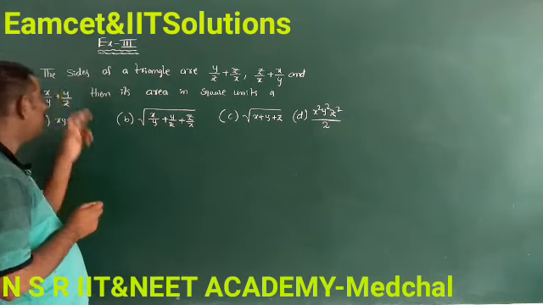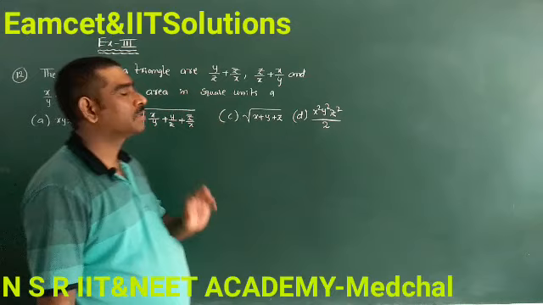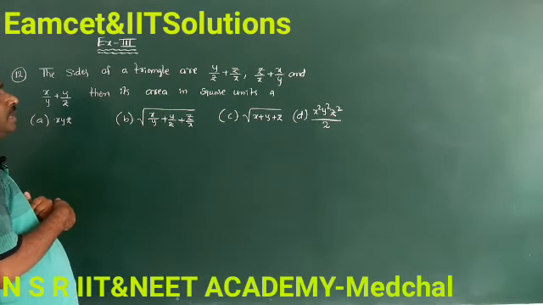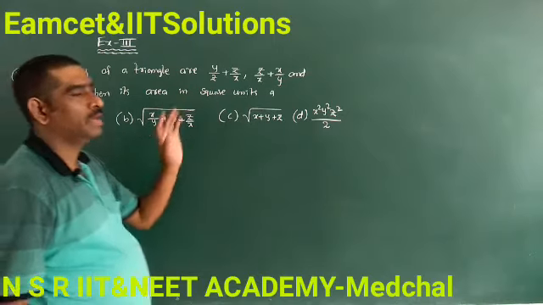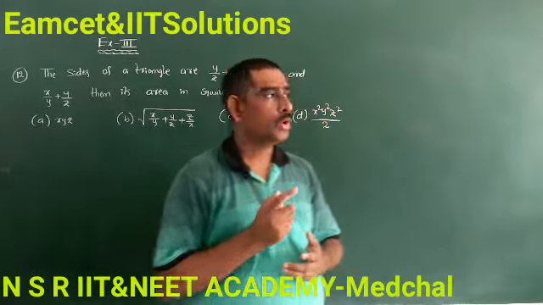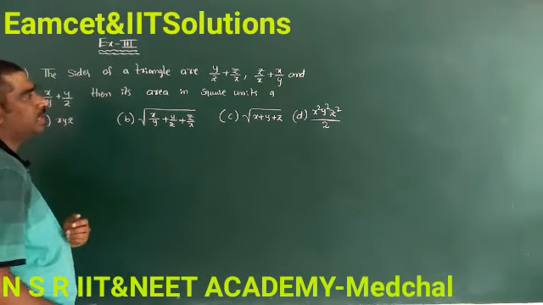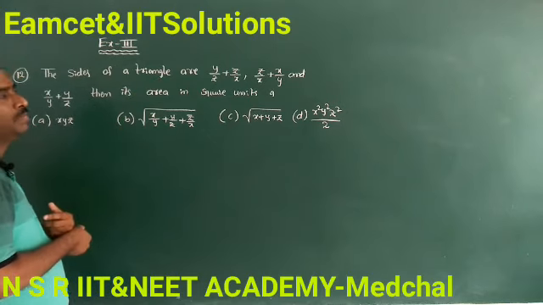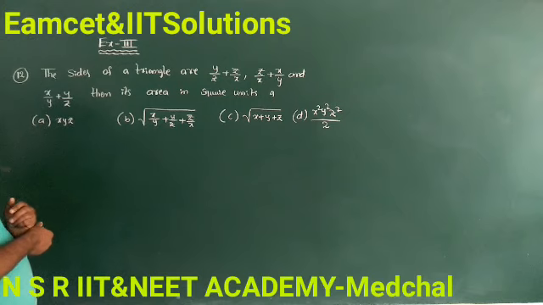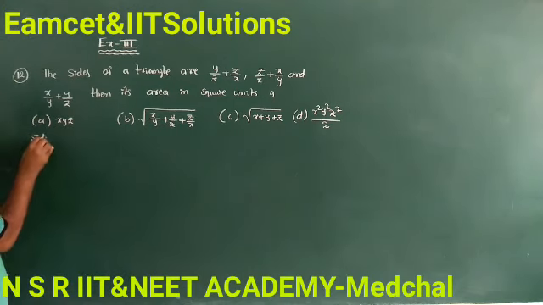So next question: the sides of a triangle are given, find its area in square units. Given the sides of the triangle, find the area of the triangle in square units. Ye bahut hi badhiya question hai, dhyan se suno. In this question, the sides given are y by z plus z by x, z by x plus x by y, and x by y plus y by z. Listen carefully, it's a very important problem.